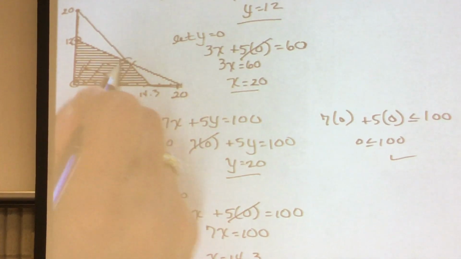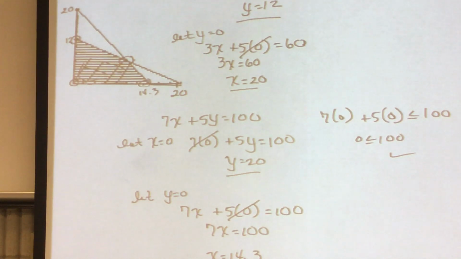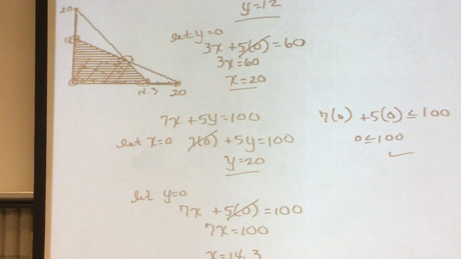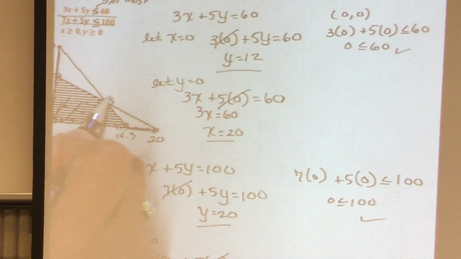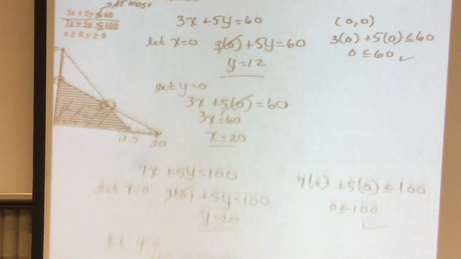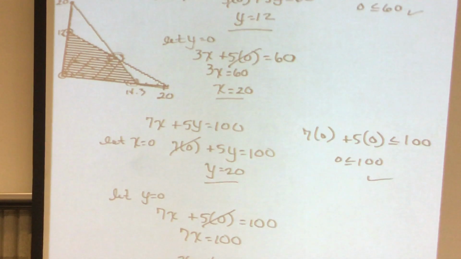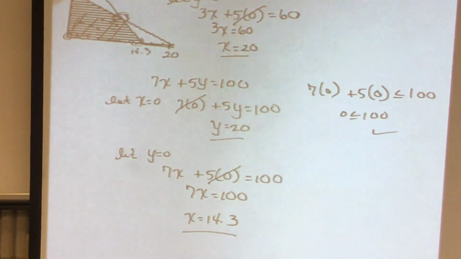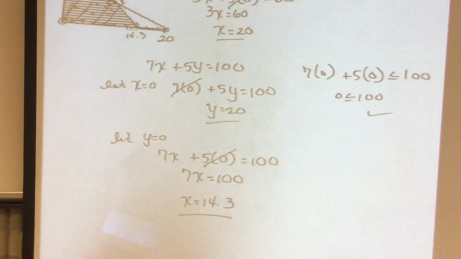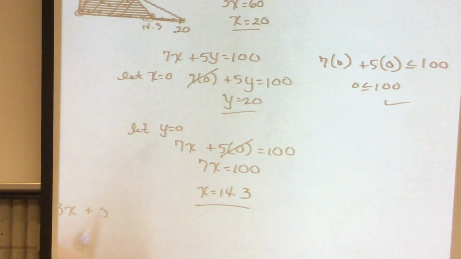Your feasible region is bounded by the following corners: 0, 0, 0, 12, a point of intersection, and 14.3, 0. Here, to find our corner point, which is also our solution, let us use the elimination method to solve for that point of intersection.